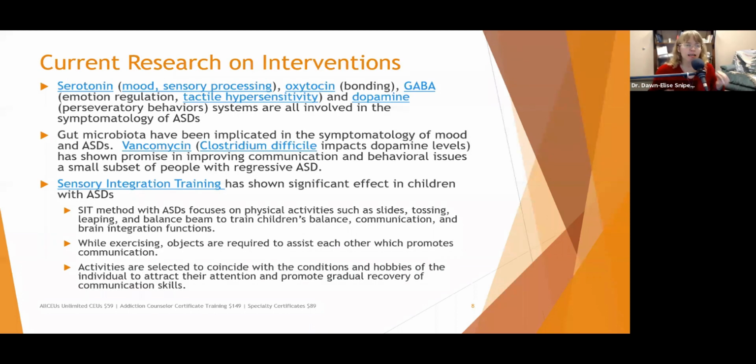So let's talk about some of this current research that was really cool. Serotonin, oxytocin, GABA, and dopamine are all involved in the symptomatology of autism spectrum disorders. Serotonin is implicated in some of the issues with mood and sensory processing. Oxytocin is our bonding chemical, and when that system is dysregulated, it makes people not interested in bonding with others. GABA is involved in emotion regulation and tactile hypersensitivity, and dopamine is your chemical that is involved in your perseveratory behaviors.